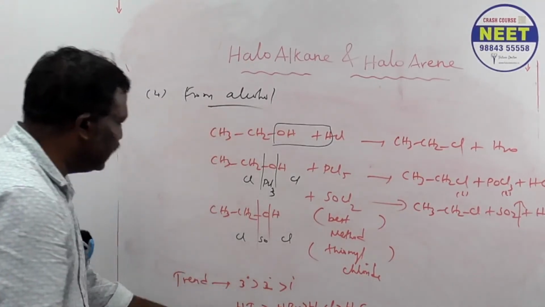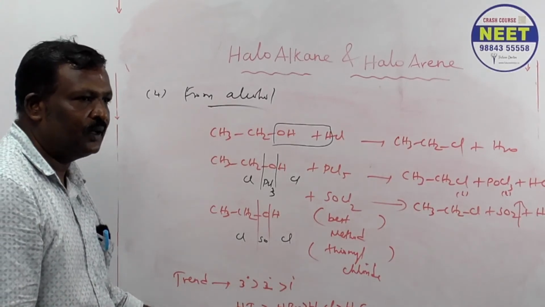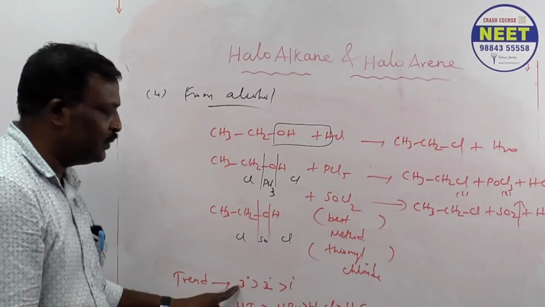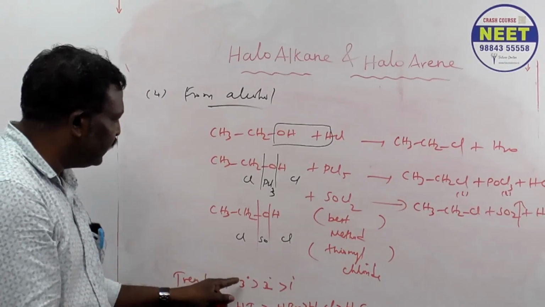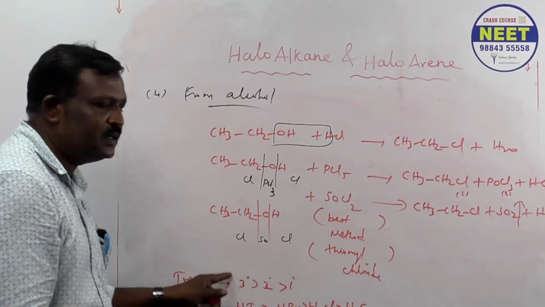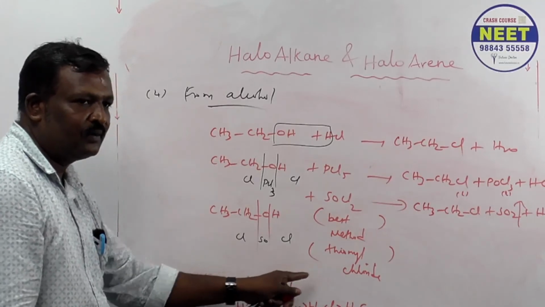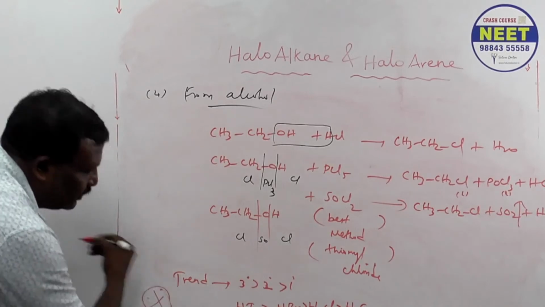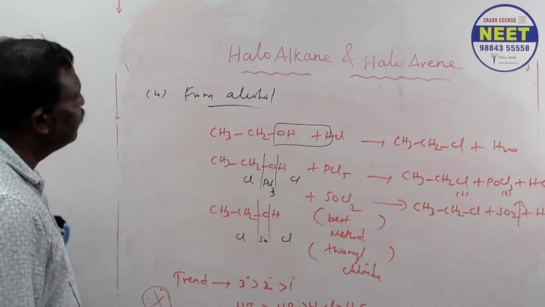This is the large-sized iodine. This is a more stable cation. Tertiary carbocation is more stable, so it is easy to break. It forms the carbocation very easily compared to the others. So this is the true trend, just keep it in mind. Understood? Are you following?